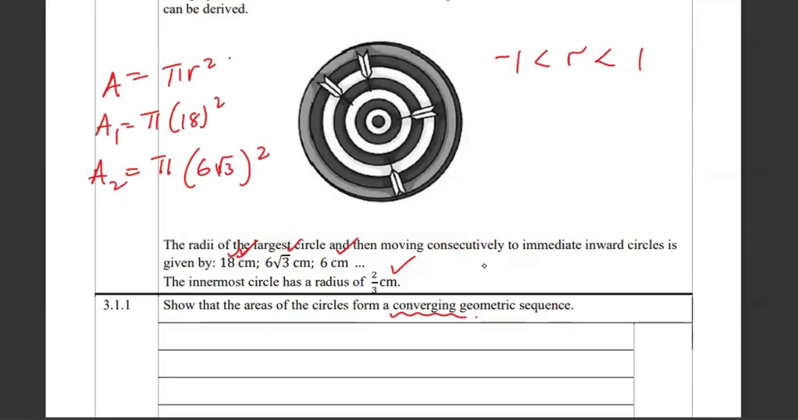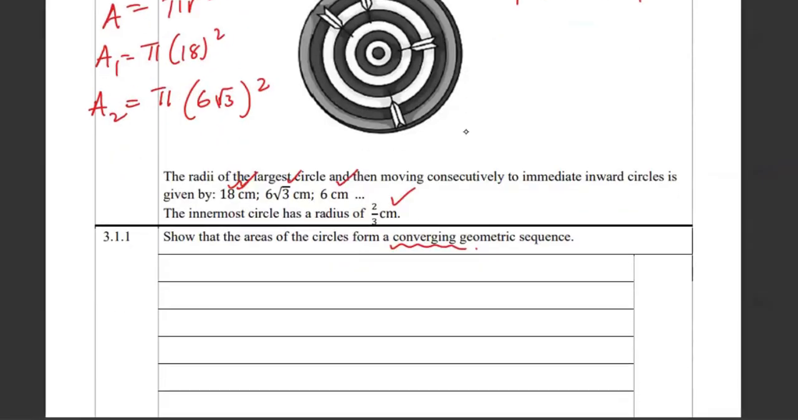Area of the second circle, I'll have pi multiplied by 6 root 3 squared. Then let me divide these two to get my common ratio. The common ratio of the areas will be A2 divided by A1, so it's pi 6 root 3 squared over pi into 18 squared. When I do that with my calculator, I'm just getting 1/3.